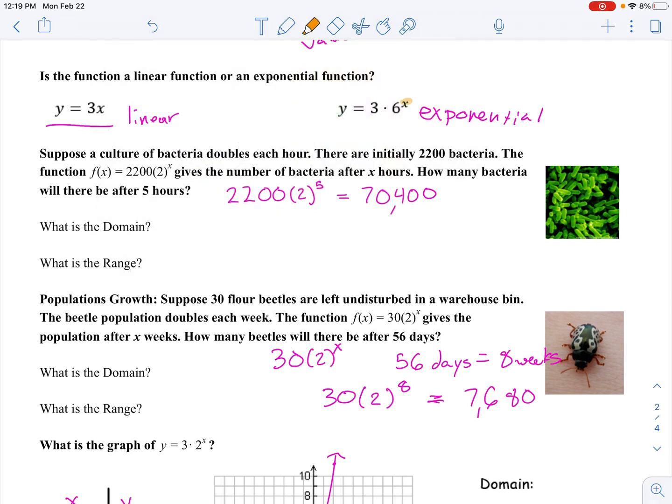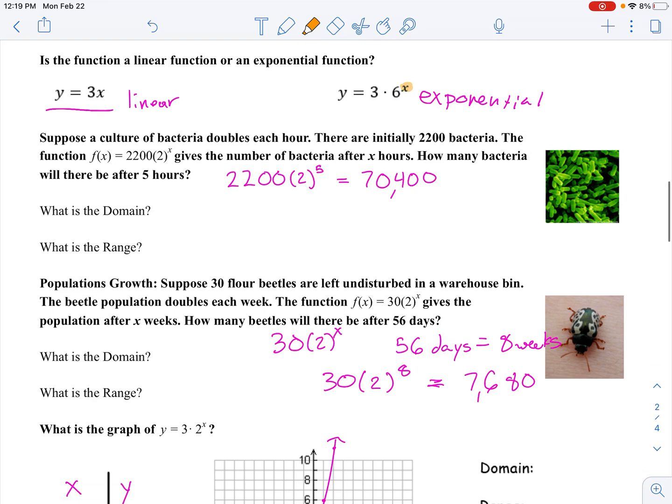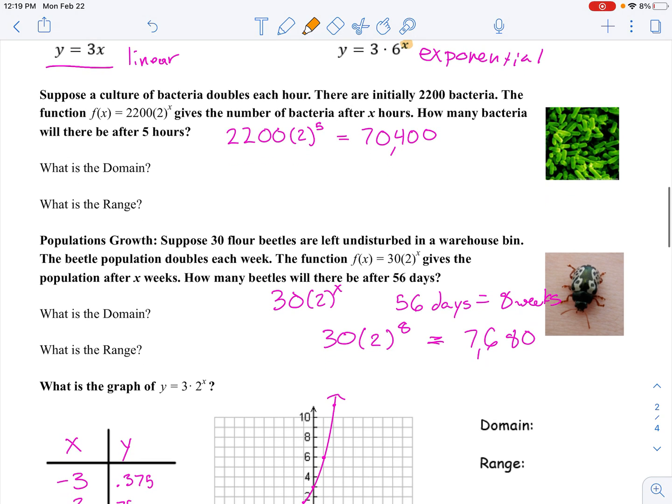And I know that because we have a variable as an exponent. That's the one thing you have to look for. Okay, I've already got the next two almost finished up for us. It says how many bacteria will be in a culture if there are 2,200 at the start, and here's our function. And then it says how many will there be after 5 hours.